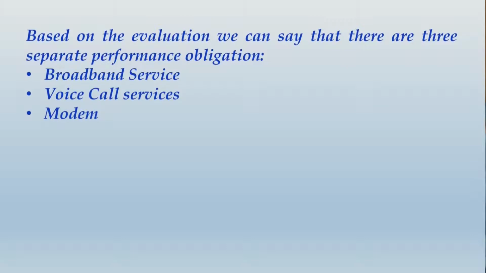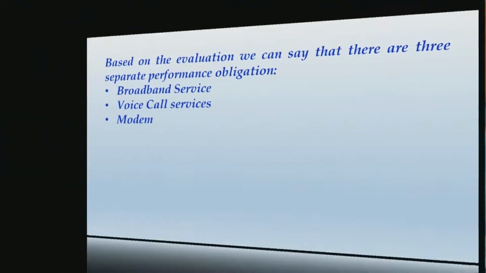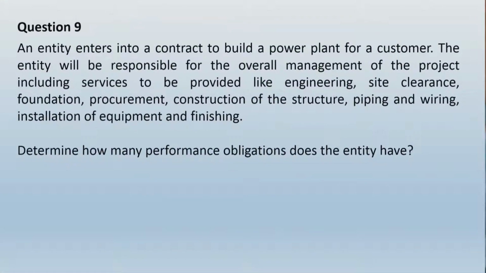Alright friends, you would have finished writing this whole thing, and let us now move ahead and take up another question, that is question number 9. Let us read this question. An entity enters into a contract to build a power plant for a customer. The entity will be responsible for overall management of the project, including services to be provided like engineering, site clearance, foundation, procurement, construction of the structure, piping and wiring, installation of equipment and finishing. Determine how many performance obligations the entity has.